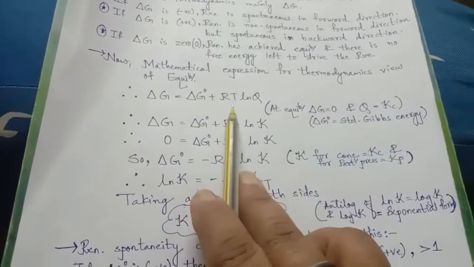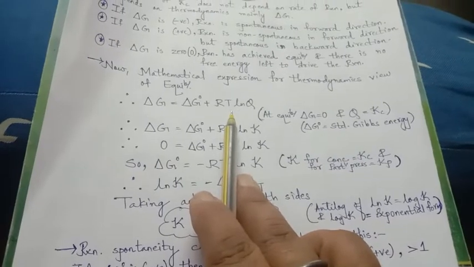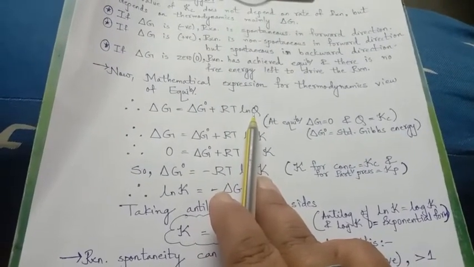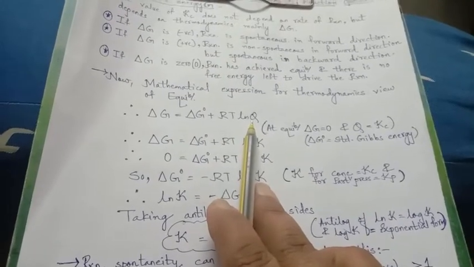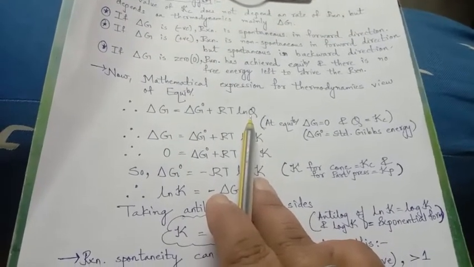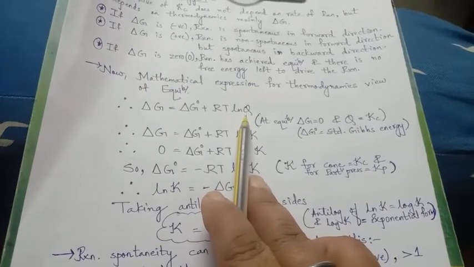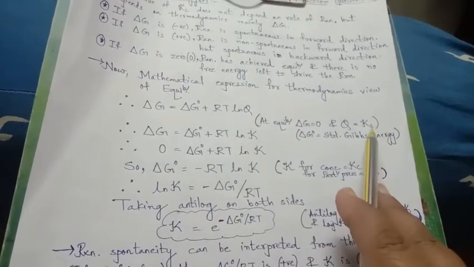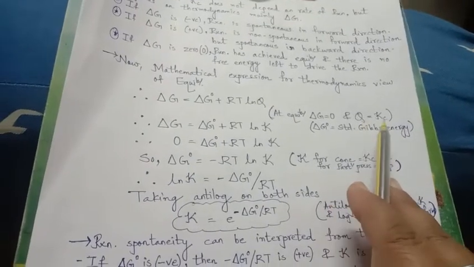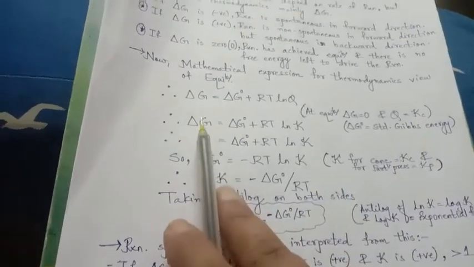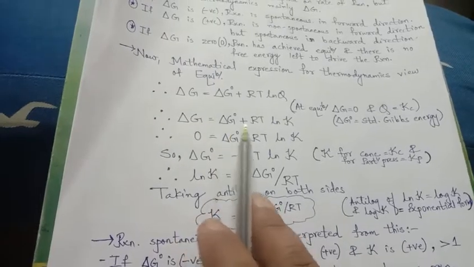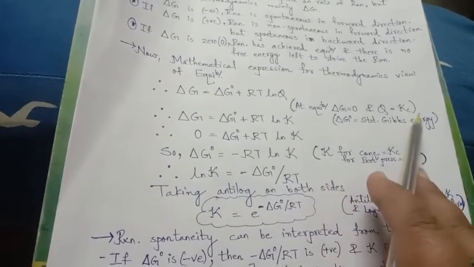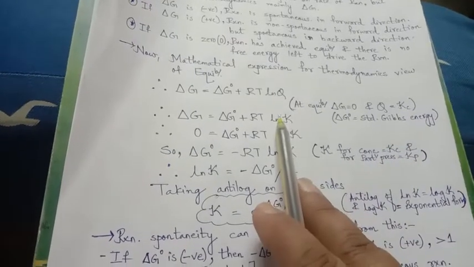R is the gas constant, T is the temperature, ln stands for the natural logarithm, and Q stands for reaction quotient, where reaction quotient is nothing but the equilibrium constant at concentration. So Q equals Kc. Now delta G is equal to delta G naught plus RT ln, and instead of Q we can have Kc. So it is ln K.